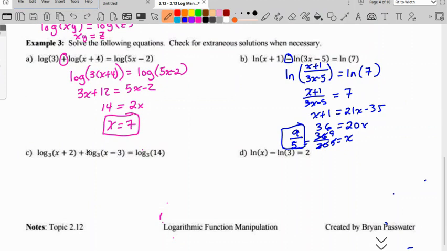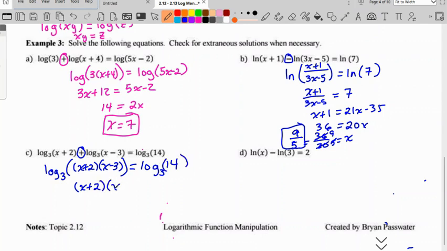All right, so you guys said you didn't need to practice. You're pros at this. This is a sum of logs, so it's going to be the log of their product. So log base 3 of x plus 2 times x minus 3 equals log base 3 of 14. So what must be true? The arguments are equal. That's right, the arguments are equal. So x plus 2 times x minus 3 must equal 14. So far, so good? Everybody with me?